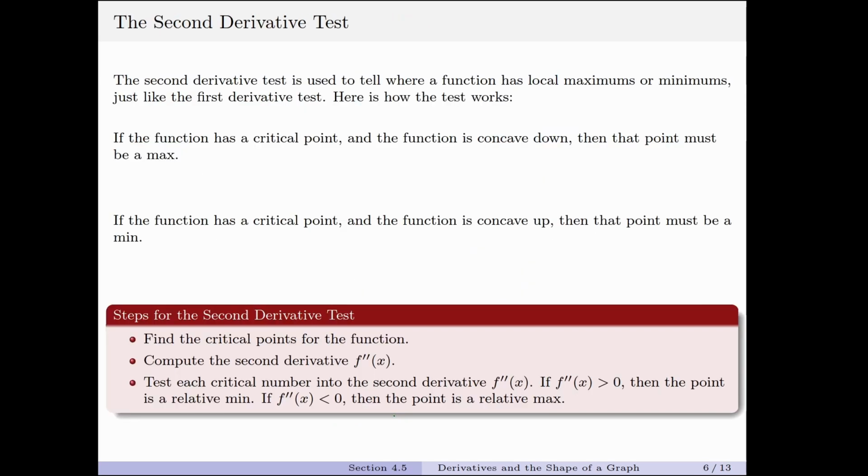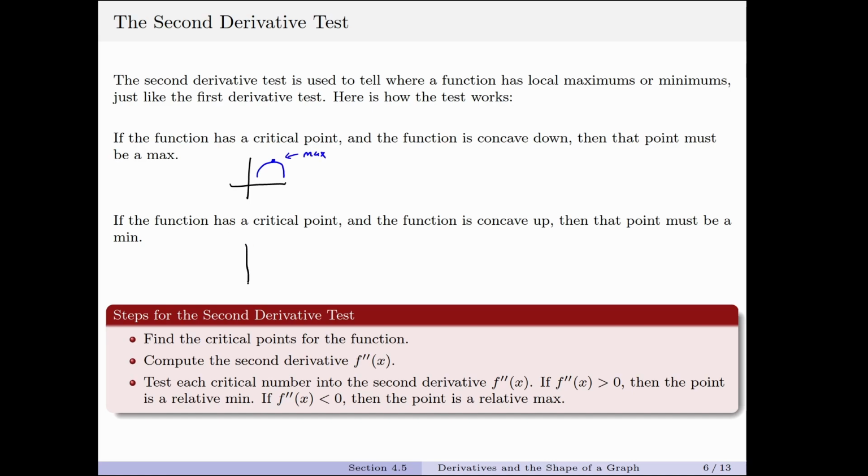We also have something called the second derivative test. The second derivative test does the same thing the first derivative test does. It's looking for local maximums and minimums. Here's how it works. If I have a function that has a critical point and is concave down, remember that concave down graph had this cup down shape. If I have a critical point on this cup down shape, then that must be a max.